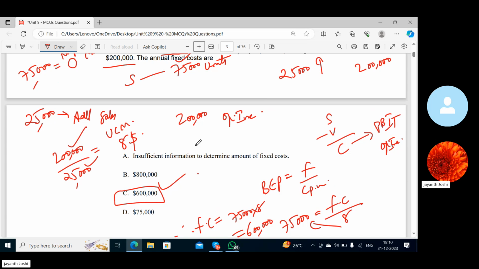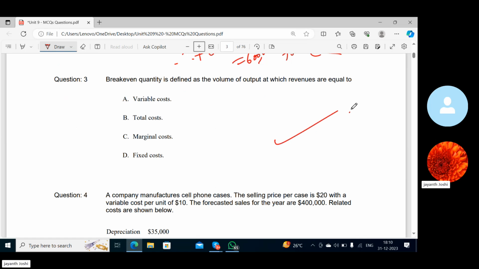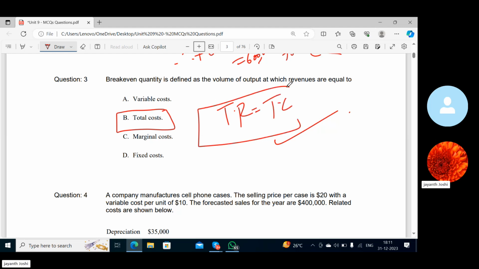Done. Next question. Tell me the answer for this. Break-even quantity is defined as the volume of output at which revenues are equal to, very simple, total cost. Total revenue is equal to total cost. At this stage, we break even, right? Shall we move forward?